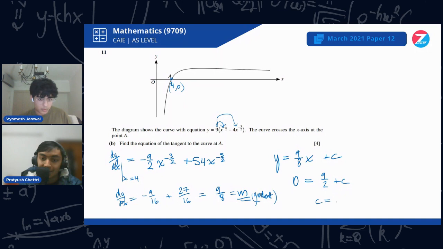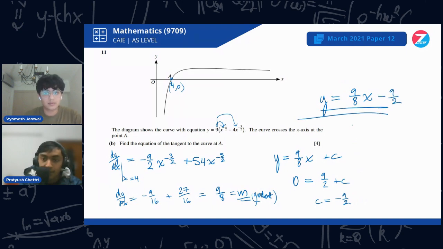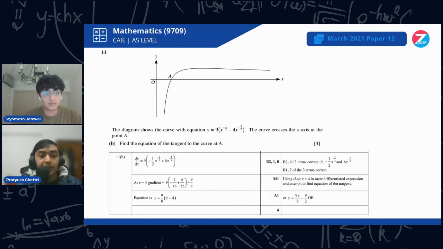So c is just going to be negative 9 upon 2. So the final answer is y equals 9 upon 8 x minus 9 upon 2. Yeah, that's our equation of the tangent at point A. Same thing, different form, or equivalent, as you can see here. One point for differentiating, one point for plugging in a value, one point for the line.